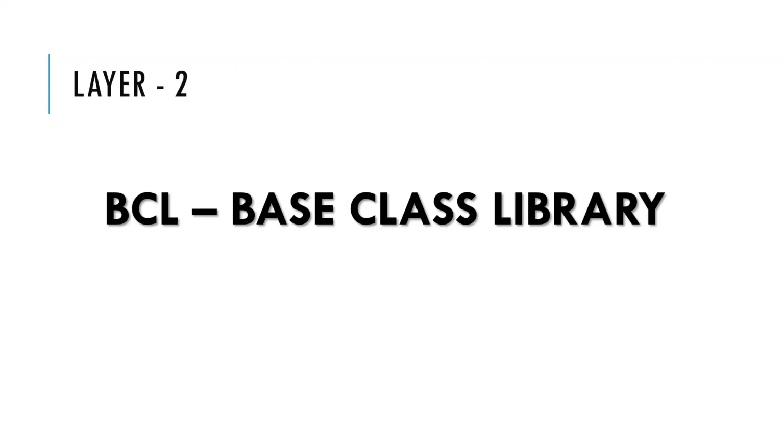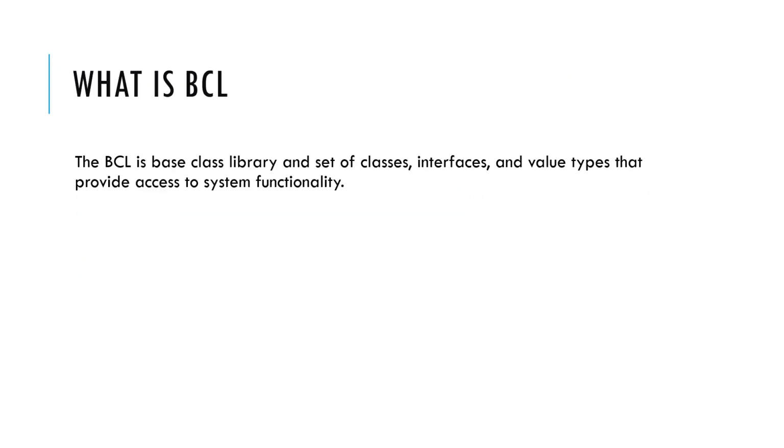The second layer in the .NET Framework is the Base Class Library. So what is the Base Class Library? The Base Class Library is a set of classes, interfaces, and value types that provides access to the system functionality, and which is the common and core for developing any kind of application. It is a set of reusable, ready-made functionality which is required to develop any kind of application, either a Windows application, web application, mobile application, network-supported, or even data access related things.